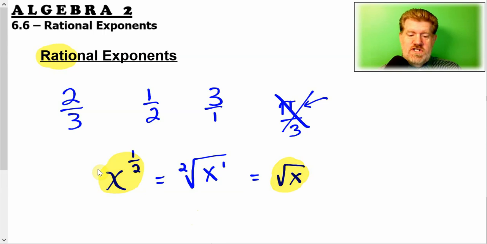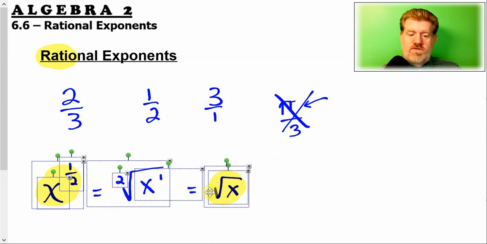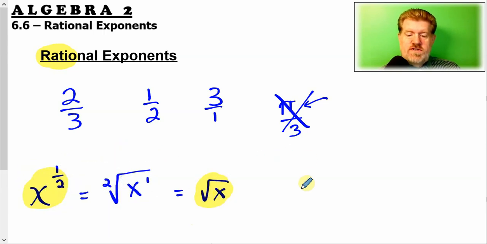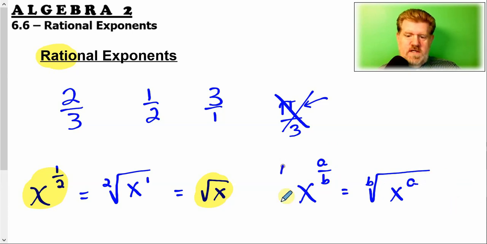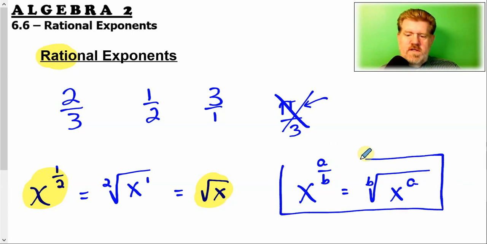Now, that's going to continue and be true for any rational number. So I'm going to give you the generalization. X to any fraction is written like this. The denominator is the root. The numerator is an exponent. This right here is really what we're doing in this section. Now you're going to see some examples where I think it's going to become super clear.